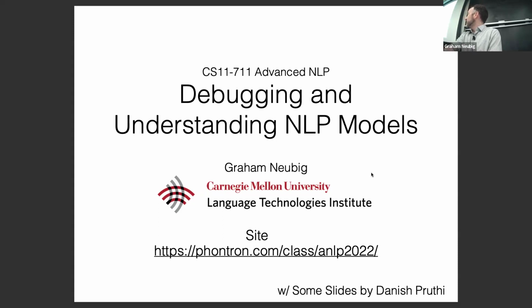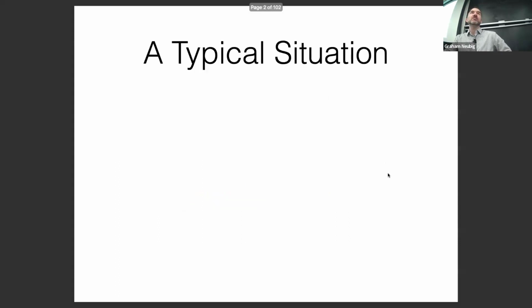So in my slides here, I'm going to talk about debugging and understanding NLP models. This is how to tell when, for example, your implementations are wrong, or your underlying assumptions are wrong, or your model is failing on particular segments of data or stuff like that. So I'm going to go through a variety of things that can go wrong with your experiments, basically.